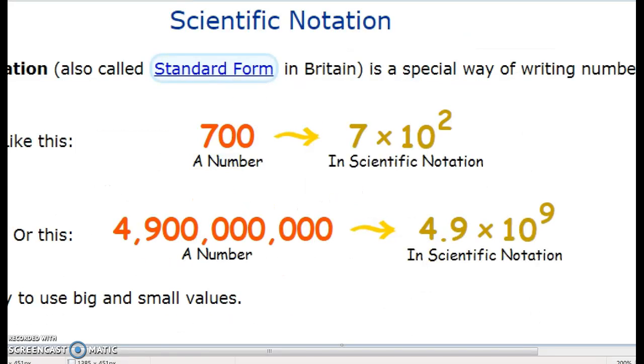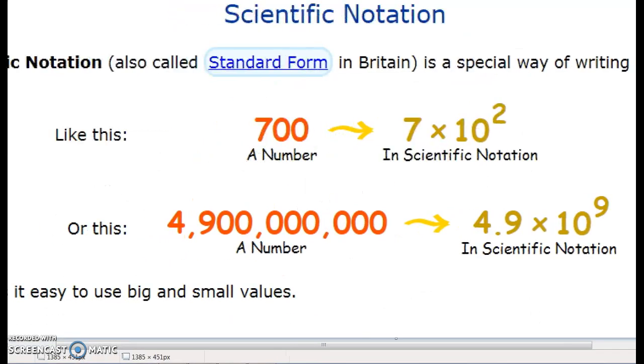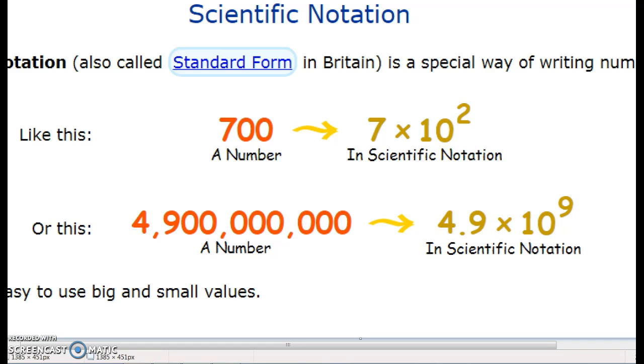So I want to show you a little bit about scientific notation. Scientific notation is a special way of writing numbers, yes, but what we're doing with those numbers is we're taking large numbers such as this one here, and we're writing it in a different way so that the number is actually easier to write on a piece of paper and so that it's easier to do figuring with.